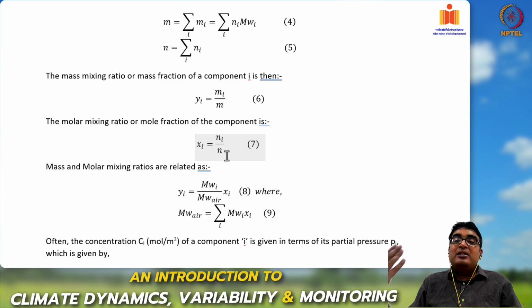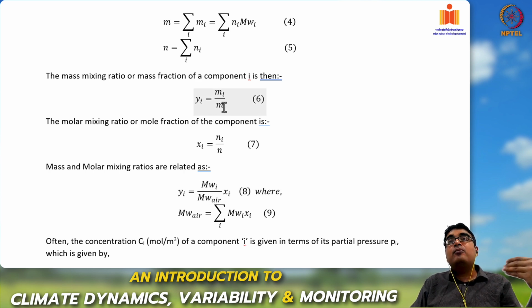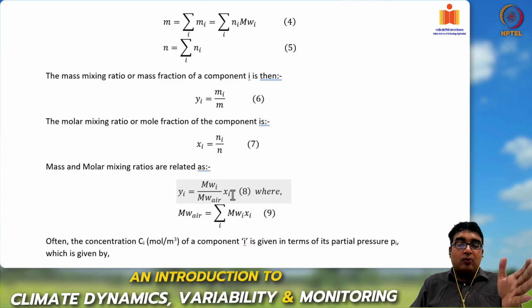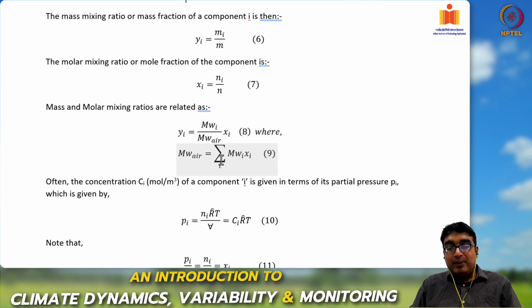Now, Ni and N can be written in terms of the mass and the molecular masses of the components themselves. So we can write Yi, the mass fraction, equals Mi, which is the molecular weight of i times the number of moles Ni, divided by M, which is the molecular weight of the mixture itself, air, times the number of moles of air. So MW air times N air. But Ni by N air is Xi, correct? So Yi becomes the molecular weight of the ith component by the molecular weight of air, times the mole fraction of that component. And what is the molecular weight of air? This can be taken as the summation of the product of the molecular weight and the mole fraction of the individual components. So the molecular weight of air is the sum of MWi times Xi.